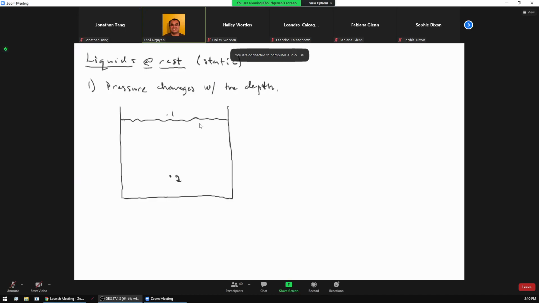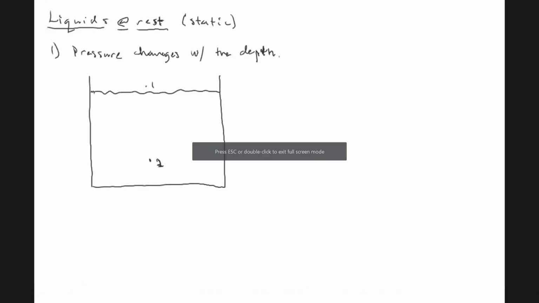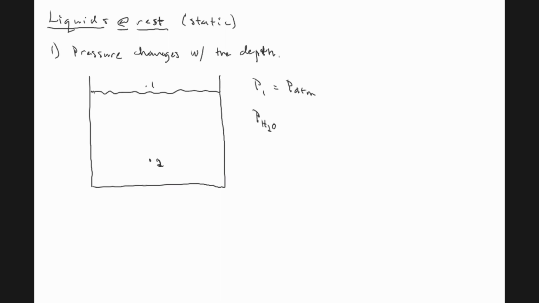Right? So pressure at state 1 is simply atmospheric pressure, PATM, the pressure due to the atmosphere, or 1 ATM, or 1.013 times 10 to the 5th pascals. The way we measure pressure due to the liquid, in this case water, is the force of water pushing down divided by the cross-sectional area.